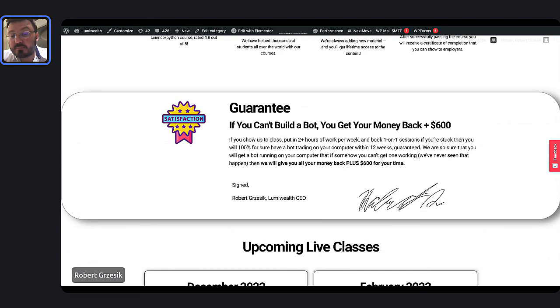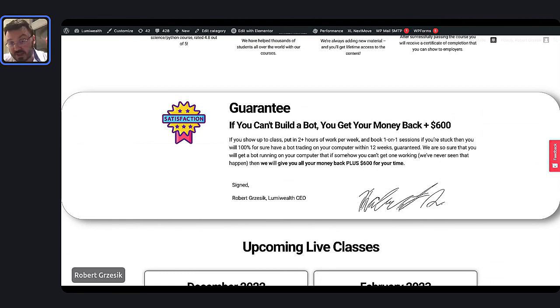If you can't build a bot by the end of this class, I have never seen it happen, by the way. This is crazy talk, right? I've never seen it happen. That's why I'm very confident giving you this guarantee. But if you can't build a bot by the end of this class, assuming you actually show up, right? If you don't show up, this doesn't count, but if you show up and actually put in the work, then not only will you get your money back, but I'll give you an extra $600 just for your time, okay?